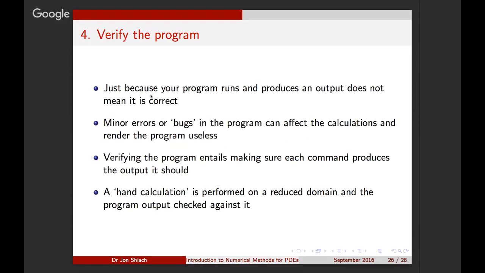To verify the program, what you do is you perform a hand calculation, which is a little calculation on a reduced domain. So instead of 100 points, you may do it over 5. And you check your program gives you the same answers as you get doing it by hand. If it does, you can be fairly sure that your program is verified and it's correct. So that's verifying the program.